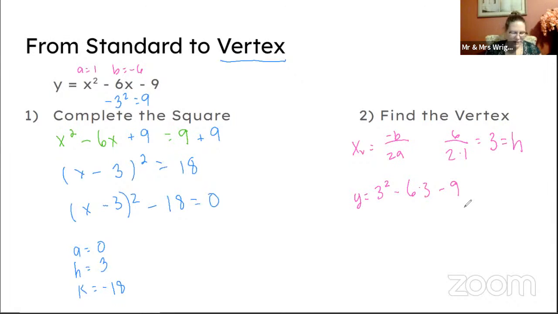I've got a calculator here. So I'm going to do 3 squared minus 6 times 3 minus 9. Hit enter. And you know what I get? Negative 18. Okay, so now we're just going to rewrite this equation.